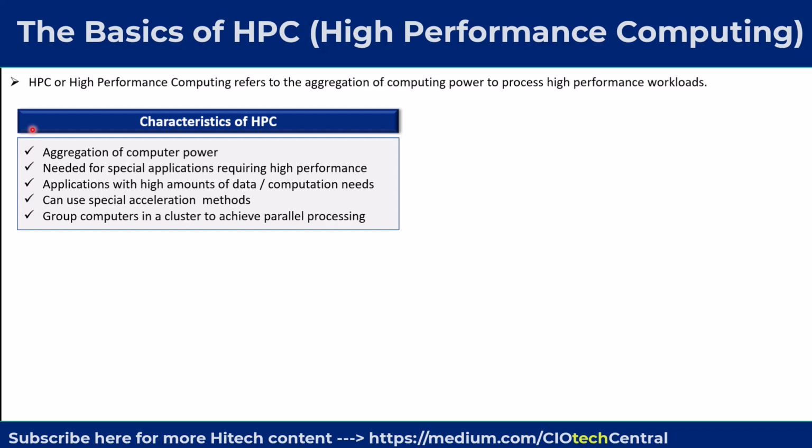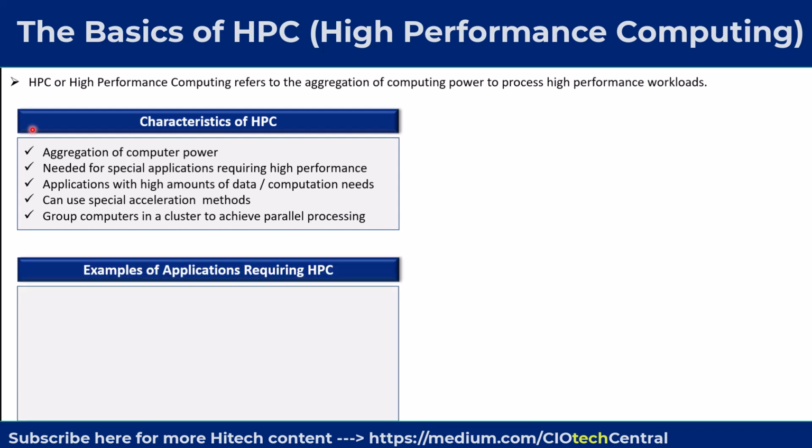HPC is usually achieved by grouping computers or nodes in computing clusters. So one cluster, for example, may have 16 nodes. Each node then has corresponding operating system, storage, processors, etc. The cluster then can handle the high performance needs of the application.